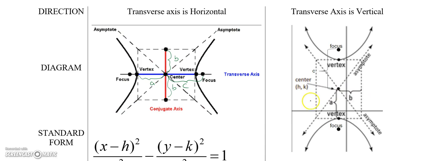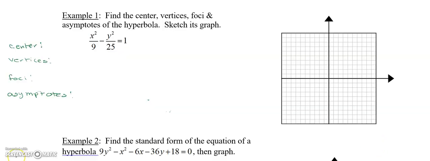So we're going to use our a and b values to draw the box so that we can draw our branches, and then we'll plot our foci. Let's do example 1. So we're given the equation. It's already in standard form, and we need to find all of the attributes.